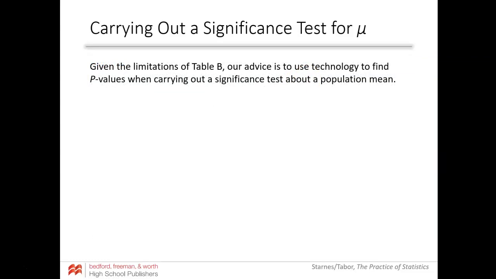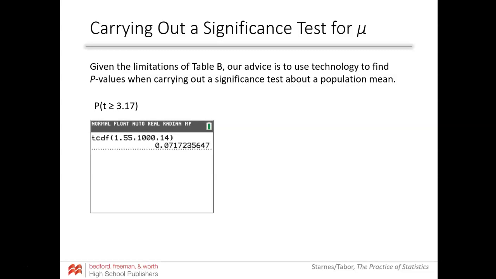All right, so given the limitations of Table B, our advice is to use technology to find the p-values when carrying out a significance test for a population mean. So on your calculator, remember how we have a normal CDF? There's also something called a T-CDF, which is the t-distribution cumulative distribution function, I think is what that stands for. So your newer calculators will prompt you. It's going to ask you for a lower bound and upper bound and then the degrees of freedom. I don't have my newer calculator pulled up. I feel like it prompts you for something else too, but we'll do that in class. We'll go through that quite a bit.